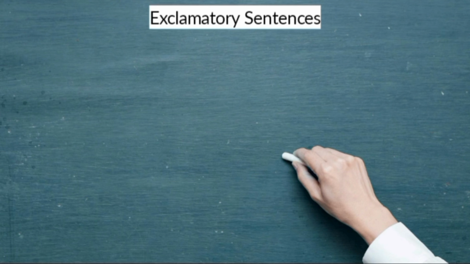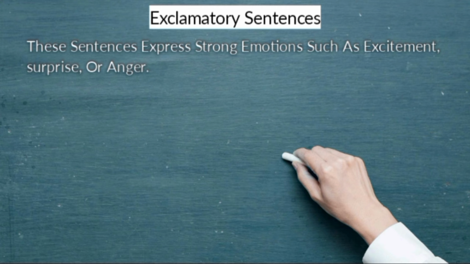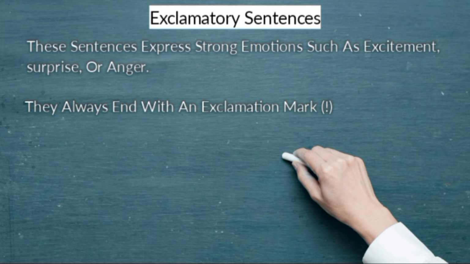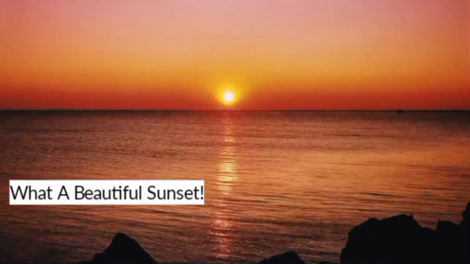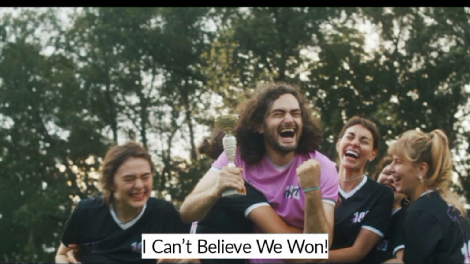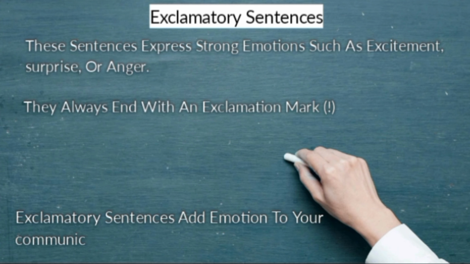Number 4 is exclamatory sentences. These sentences express strong emotions such as excitement, surprise, or anger. They always end with an exclamation mark. Examples, what a beautiful sunset. I can't believe we won. Use. Exclamatory sentences add emotion to your communication.